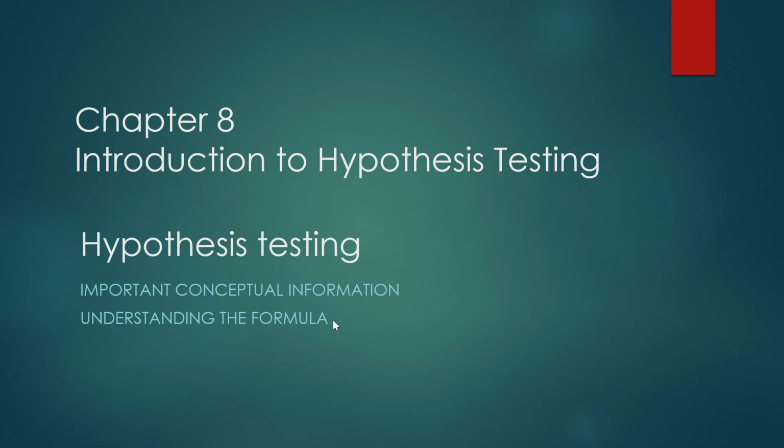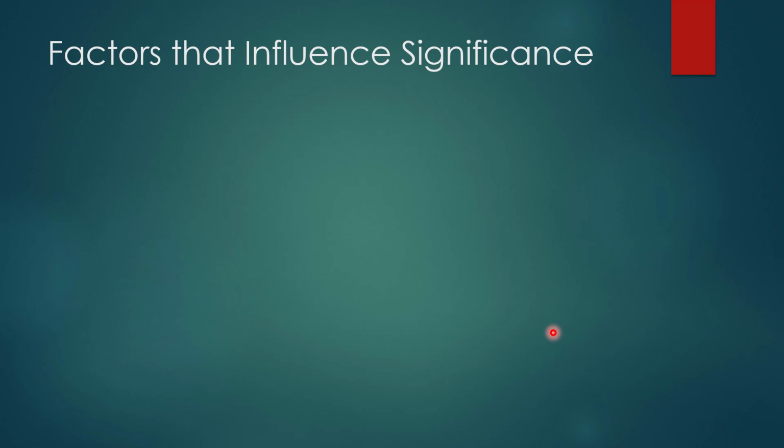Hello. In this chapter, we're going to continue talking about hypothesis testing, and we're going to go over some important conceptual information that, once you understand the formula, you don't really need to memorize. It should become more automatic for you. So first, we're going to talk about factors that influence significance, what we determine in that final step when we make our decision. What determines whether or not we reject the null hypothesis.